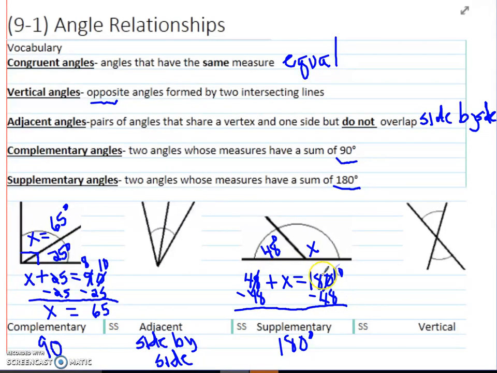borrow, and get 132 degrees. So this angle is 132 degrees. Now, vertical angles are opposite and congruent. Opposite and congruent.